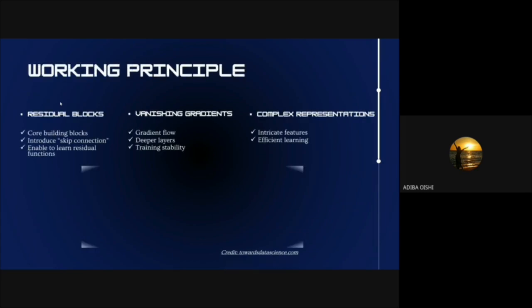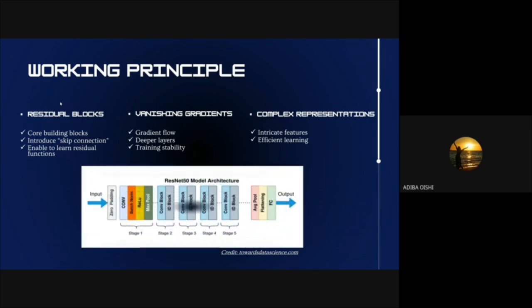So first we have residual blocks. It is the core building block of ResNet 50. Residual blocks utilize skip connections that directly link the input of a block to its output layer. The network learns the difference between the input and output, making it easier to learn identity mappings.